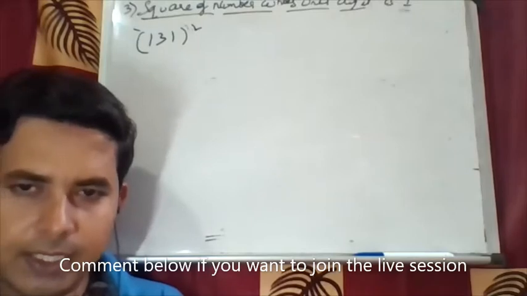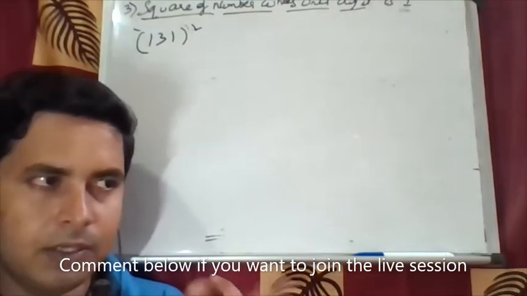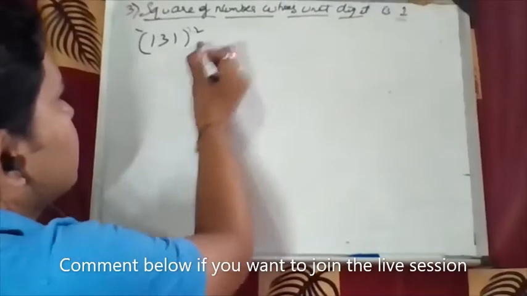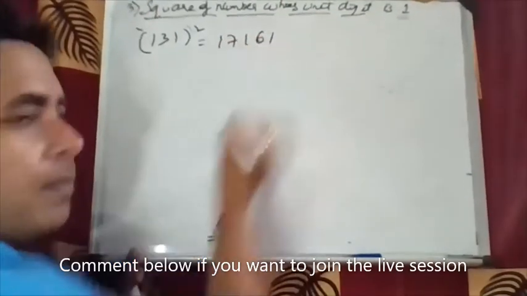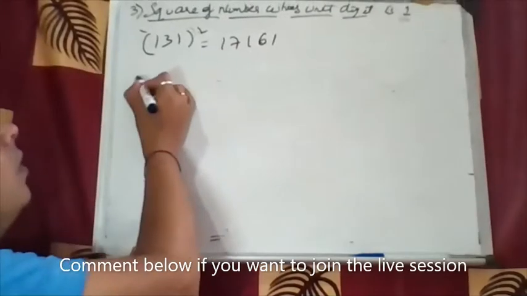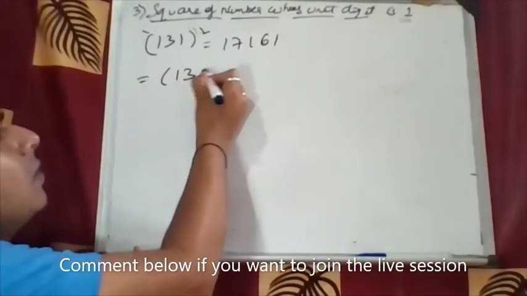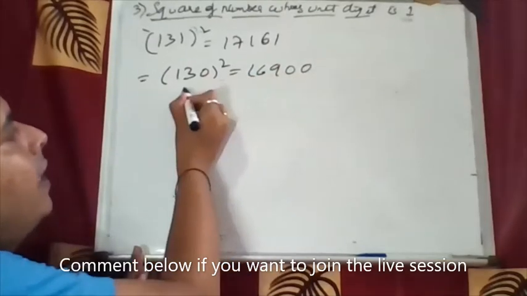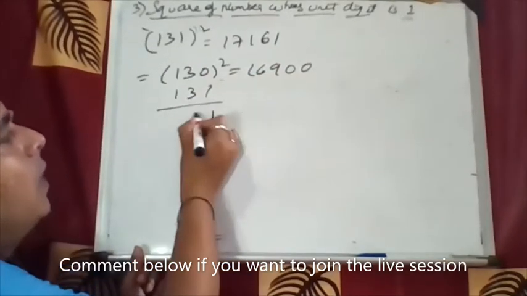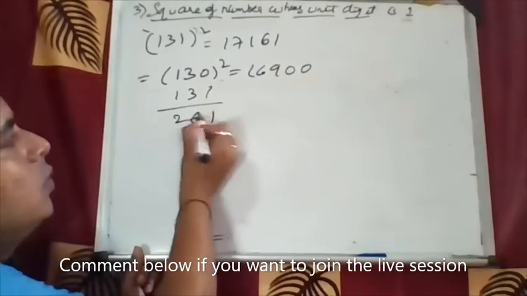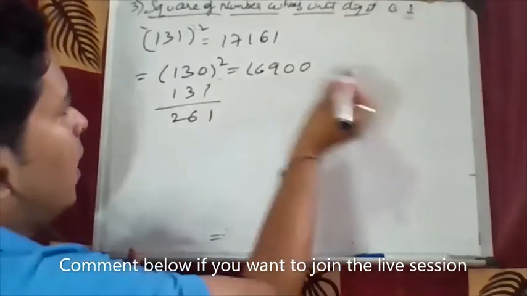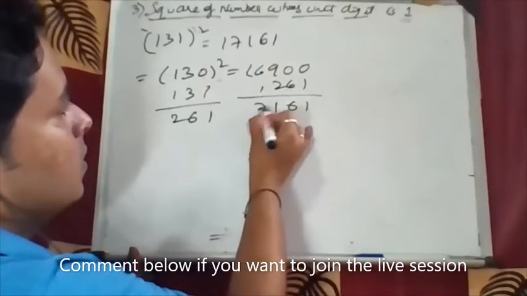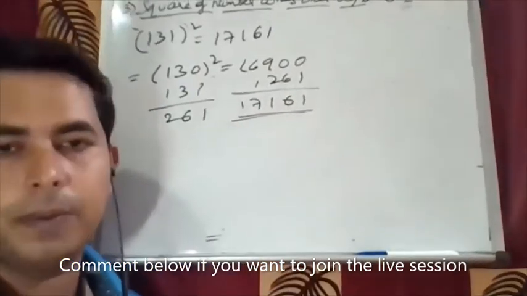The square of 13 is 169. So how? 130 is the base. Its square will be 16900, and add 261 to it. 16900 plus 261, so 17161 is the answer.